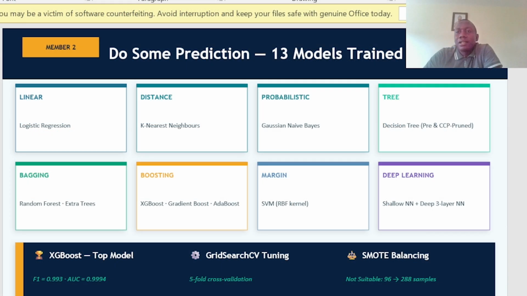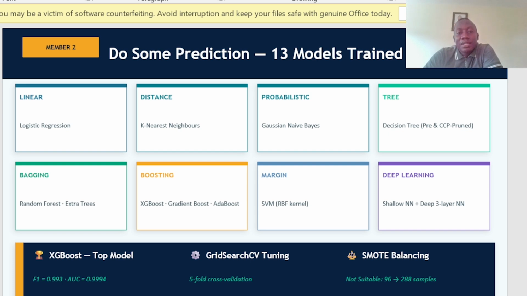My name is Chigozie Alan. We'll be talking about the models we used. So our goal was to classify each water sample as either suitable or non-suitable for irrigation. To do this comprehensively, we trained and evaluated 13 different models covering every major family of machine learning algorithms. On the linear side, we used logistic regression as our baseline. Then for distance-based learning, we used the k-nearest neighbor.